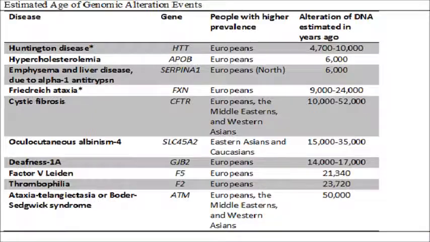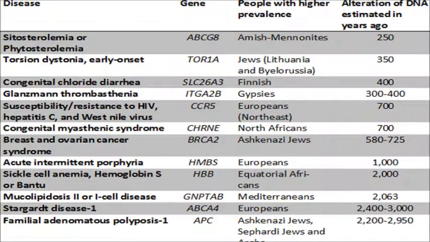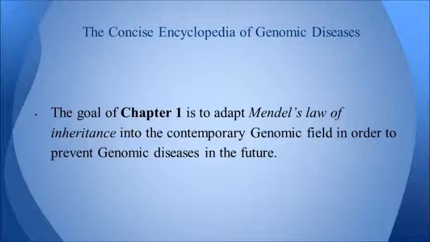Multiple alterations have occurred during this period. For example, the major allele that causes cystic fibrosis is the result of a DNA alteration, the CFTR, which occurred 10,000 to 52,000 years ago, and mainly affected Europeans, Middle Easterns, and Western Asians. Another example, deafness 1A, is caused by mutations in the GJB2, which occurred 14,000 to 17,000 years ago, mainly affecting Europeans. A more recent example of alteration is mucolipidosis 2, or one-cell disease, which has been reported in more restricted ethnic groups. Among these groups, French Canadians are affected by the actual DNA alteration that happened in the Mediterranean region over 2,000 years ago.